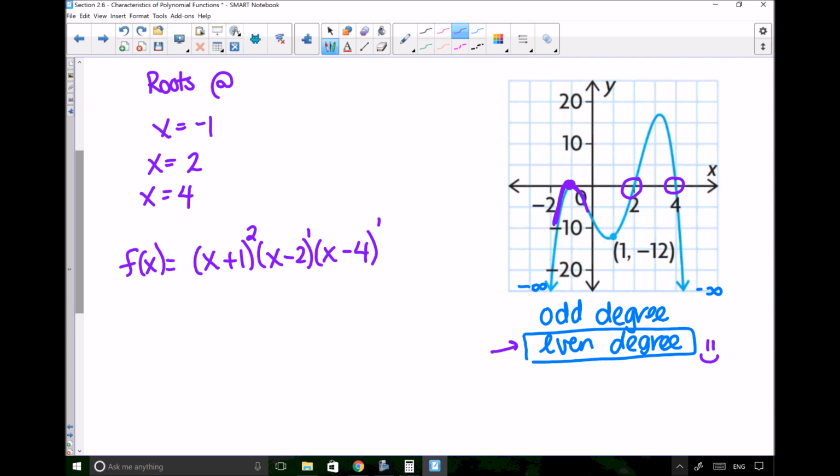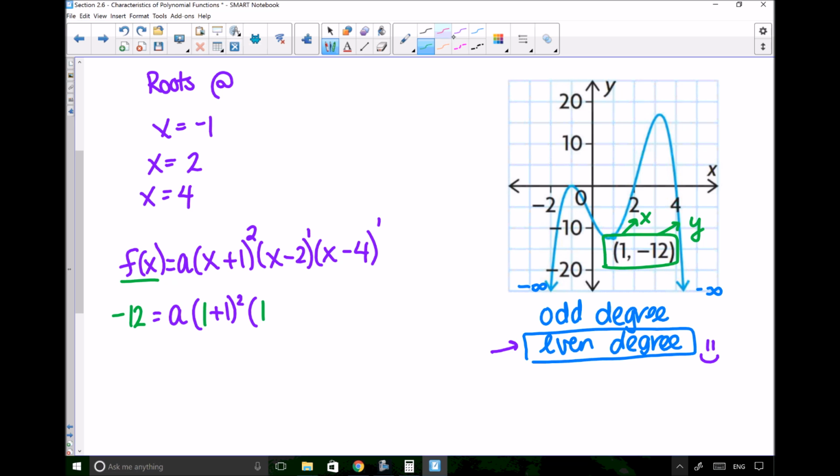Okay, but the thing is that I don't know what my a value here is. So that's the only piece that's missing. Once I figure out my a value, I'm done. I've gotten my equation. Well, how do I find it? I have one piece of information I haven't used yet. 1 is my x value, and here, this is my y value. So I can plug in that information. So instead of f of x, I can replace it with negative 12. Okay, I don't know what a is, but instead of x, I can replace it with 1, and then I can solve for my a value.